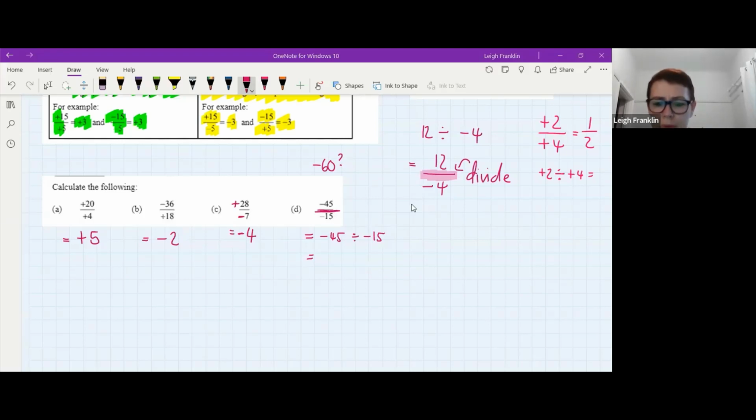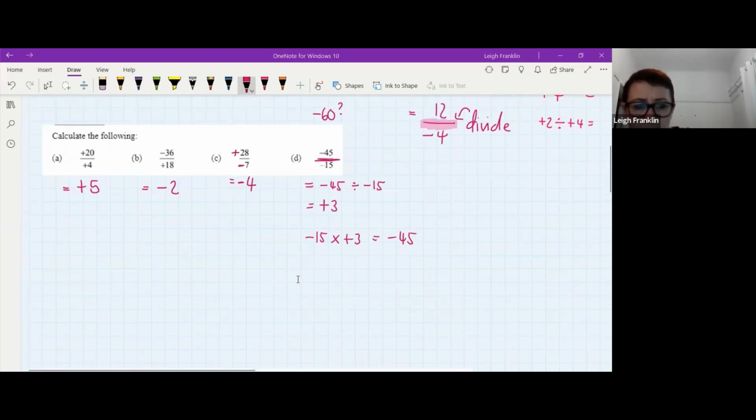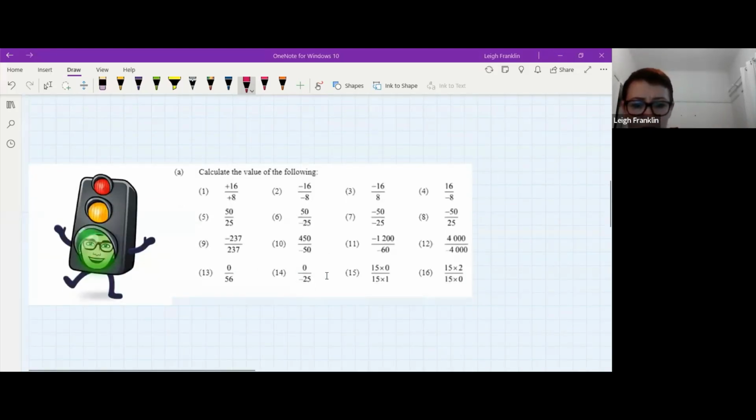So a lot of people in the chat, you've put the correct answer. No, you are right. It's going to be positive. Sorry, it's going to be +3. Okay, because when you take negative 15 and you multiply it by positive 3, you get negative 45. Okay, all right, so the answer is very definitely positive 3. Everybody happy with that?